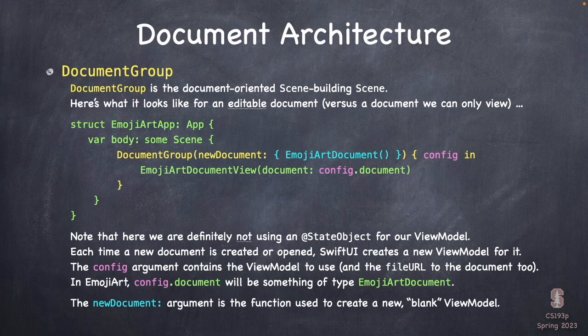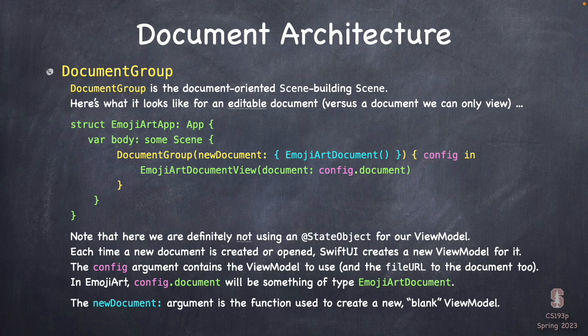And config.document is a view model for a document to open. So it handles opening the thing up, getting it out of the file, creating a view model, emoji art document, which is our view model, and handing it to us. So that all we need to do is say emoji art document view, here's my view model. Config.document. It's really cool at this level. That's all there is to that, what's going on.